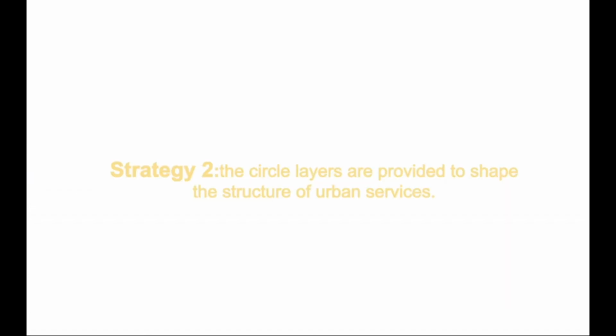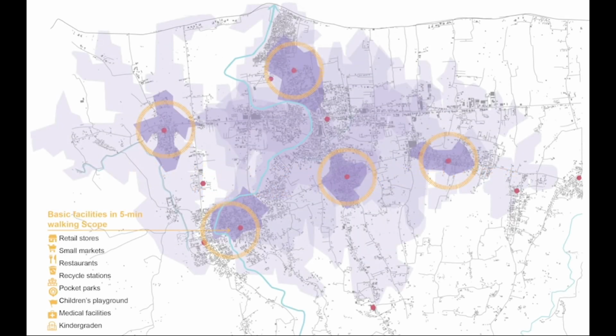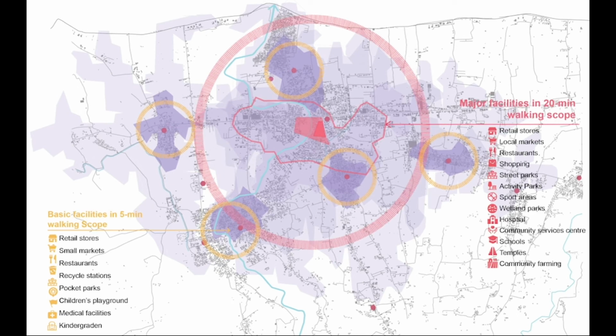The second strategy is that circle layers are provided to shape the structure of the urban service. In the area, the basic facilities are centralized in small towns, and people can access the basic facilities within a 5-minute walk from their homes. Besides, the central area in the pink line will provide more diverse facilities within a 20-minute walking distance.